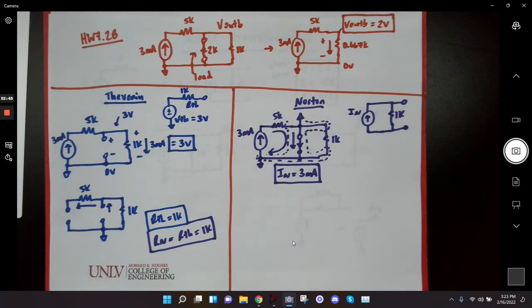How many people dislike finding the resistance the most? That's it? You guys like the resistance? Which one's the worst, the current? The Thevenin voltage for me is the worst. The Thevenin voltage is the worst? I think the current is fun because you just put a wire and it usually makes something go away.